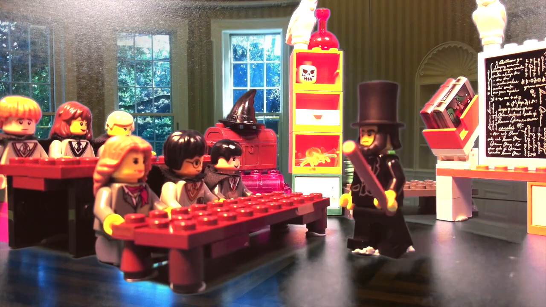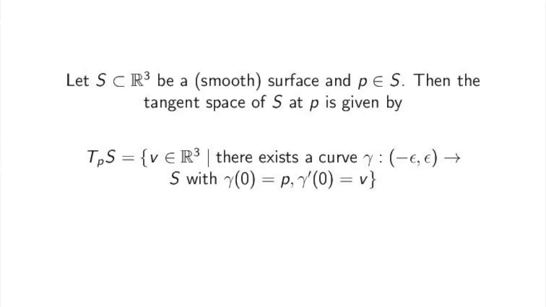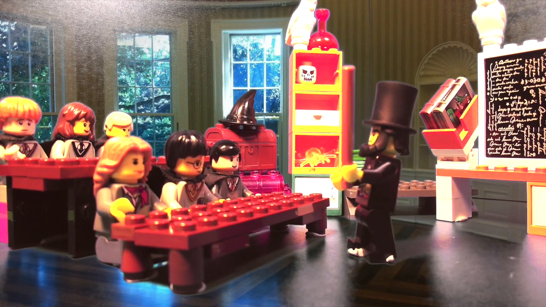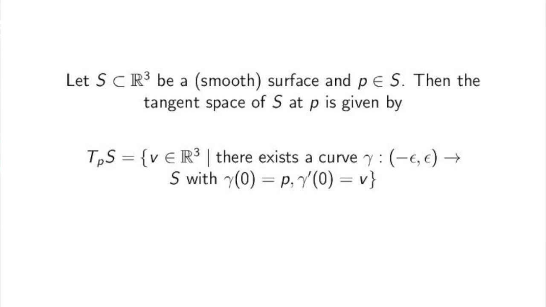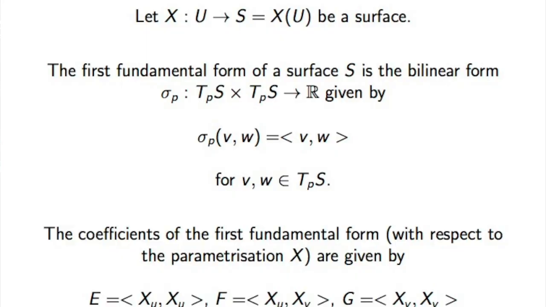Given a surface S and any point P in S, we define the tangent space of S at P as the set of all vectors V in R3 such that there is a curve gamma from an interval into S such that gamma of 0 is equal to P and the derivative of gamma at 0 is equal to V.